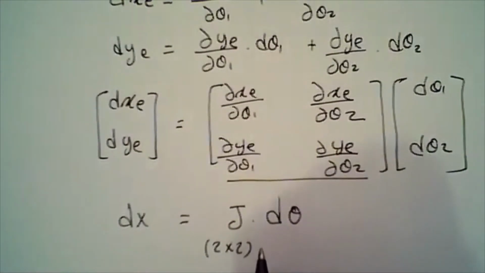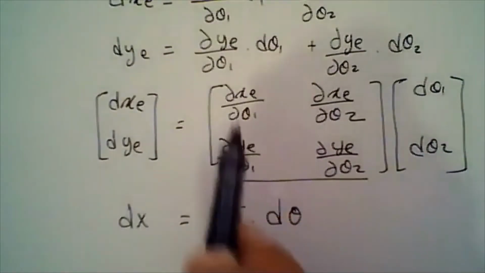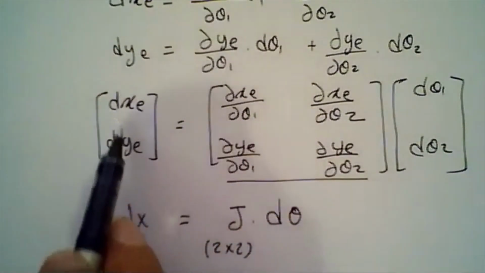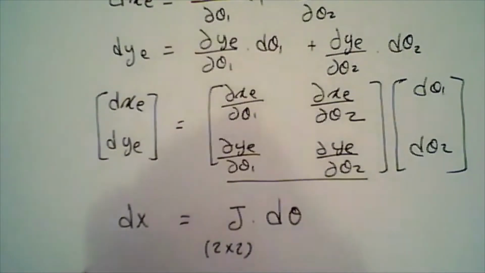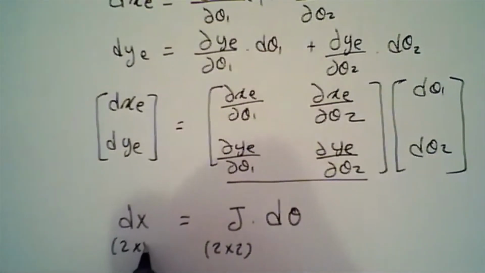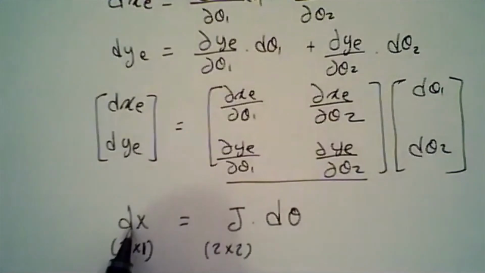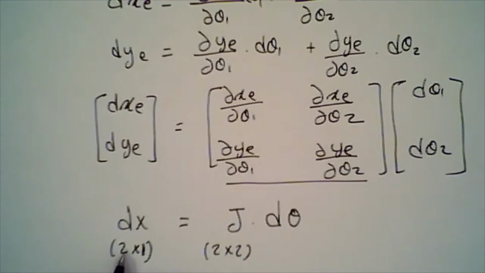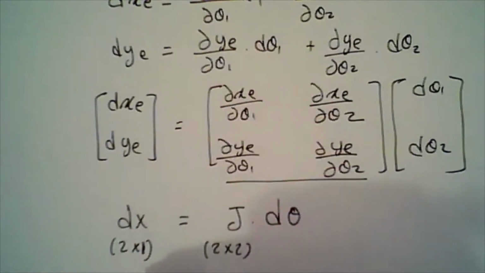Why is it a 2 by 2 matrix? Because it has 2 rows, because my workspace has 2 degrees of freedom, right? So my workspace has 2 degrees of freedom, so it's 2 by 1. If I have dx, dy, dz, then my workspace would be 3 by 1, right? And this number 2 here is dependent on the workspace in which the robot is operating. If I have XYZ, then it would be 3 by 1. If I have XYZ and then some other rotations, I'm going to increase that list here.